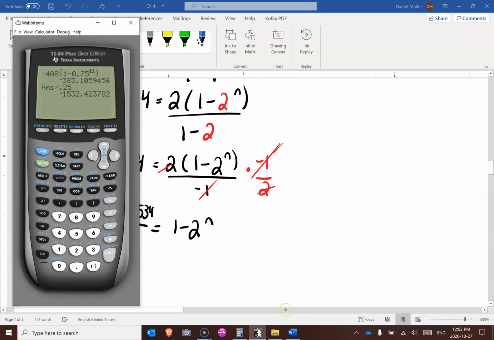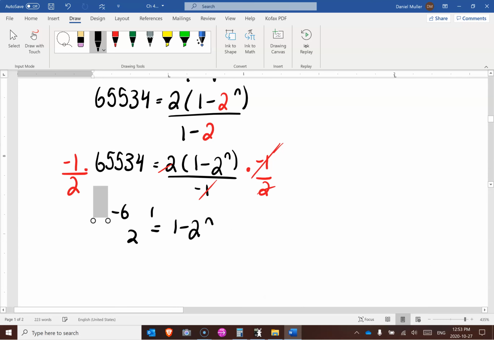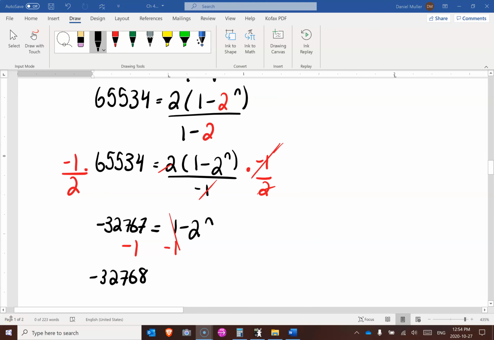So I can put that in the calculator right now. 65534 divided by 2 is 32767. So negative 32767. So I got to get this n alone. So I'm going to minus this 1 and minus this 1. So those are gone. I thought those are both negative, so I can add them together, which will be negative 32768 equals negative 2 to the n.